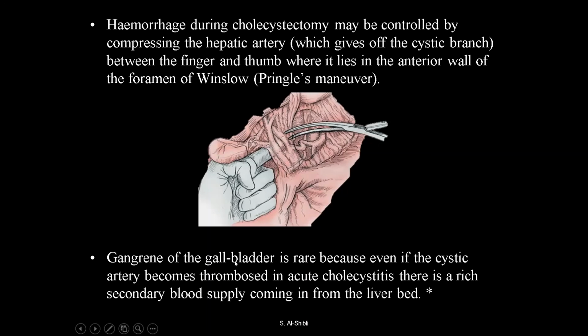As we mentioned, gangrene of the gallbladder is rare. Why? Because even if the cystic artery becomes thrombosed, like in cholecystitis, there is a rich secondary blood supply coming from the liver bed. So always keep in mind that gangrene of the gallbladder is rare because it not only takes its blood supply from the cystic artery but also, as we mentioned, from the bed.